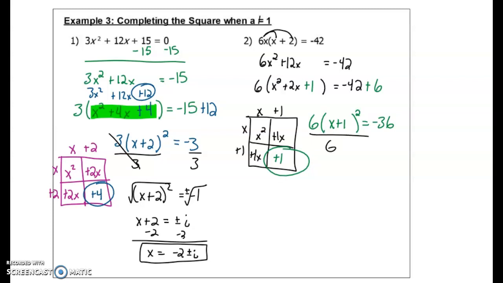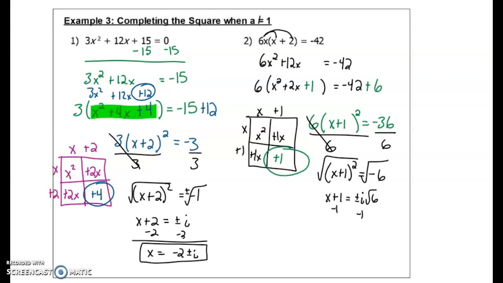Get this squared by itself, so divide by 6. You need the parentheses squared alone. So we have x plus 1 squared equals, and that's negative 6. So now we square root. So we get x plus 1 equals plus or minus i square root 6.